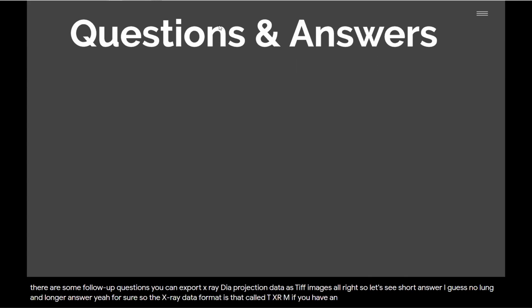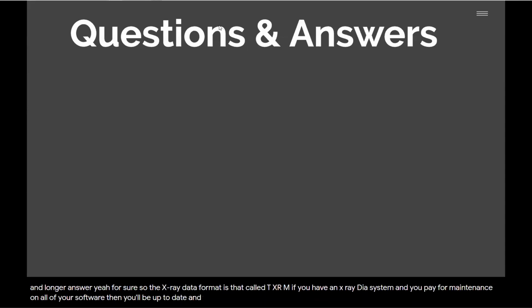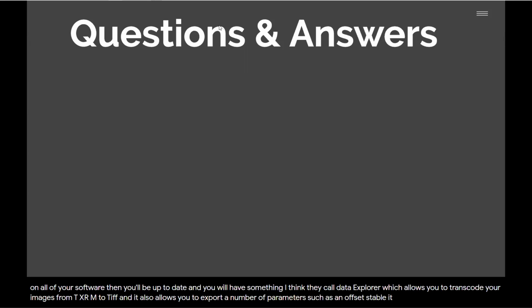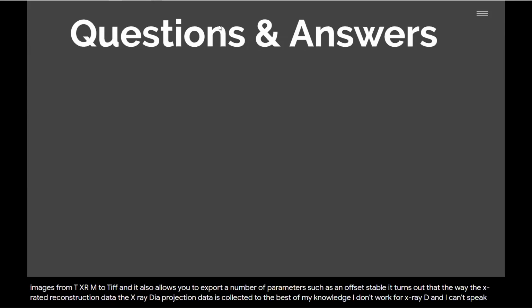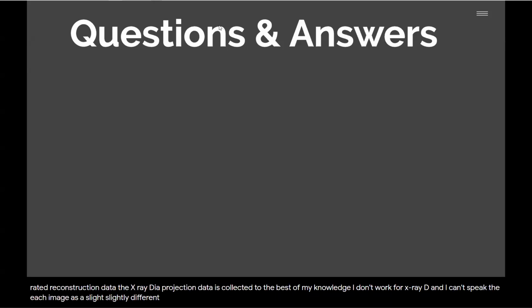If you have an XRadia system and you pay for maintenance on all of your software, then you'll be up to date and you will have something I think they call Data Explorer, which allows you to transcode your images from TXRM to TIFF. And it also allows you to export a number of parameters such as an offsets table. It turns out that the way the XRadia projection data is collected, to the best of my knowledge, I don't work for XRadia and I can't speak on their behalf, each image has a slightly different displacement in X and Y from every other image, so you would need to compensate for that.